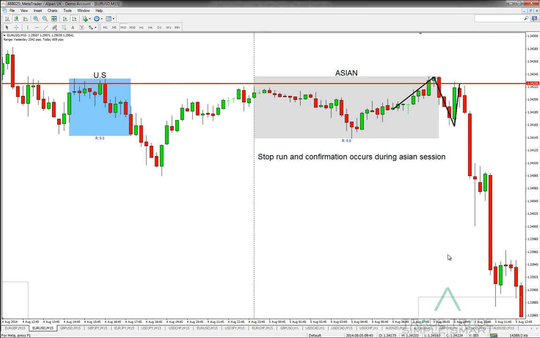Okay, so the level identified showed a stop run towards the end of the Asian session, but we received the confirmation during the Asian session, so this will invalidate the stop run. Then we see the second leg of the M formation produce an evening star formation, which is a reversal candlestick formation, and will therefore validate the original stop run.